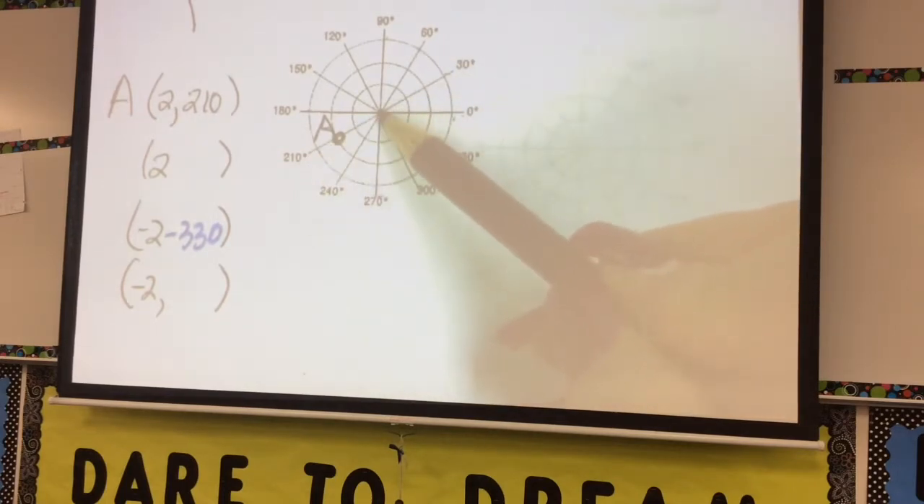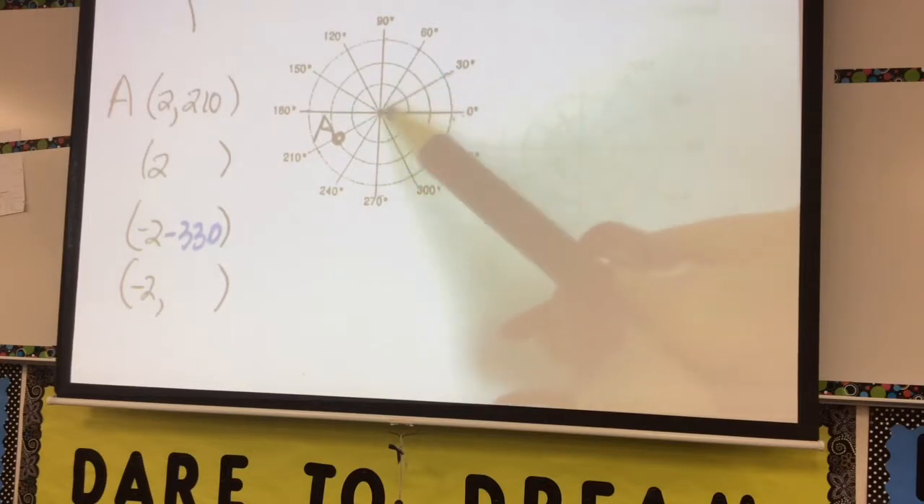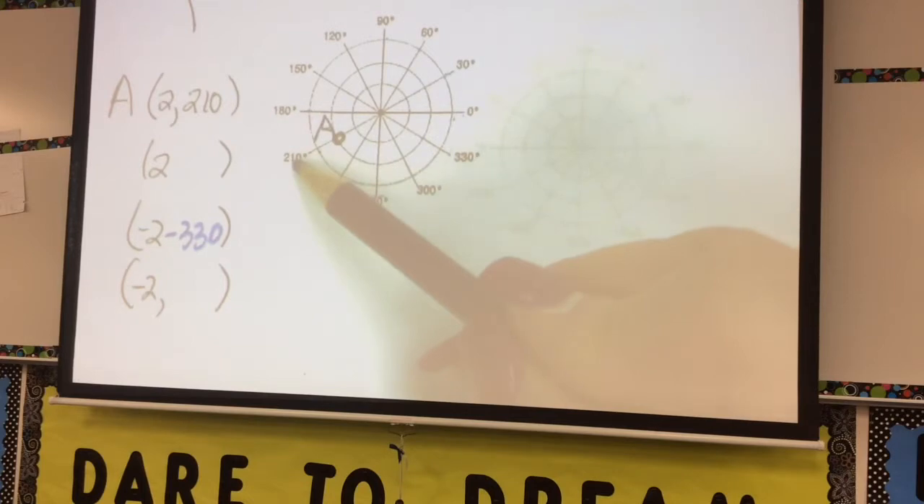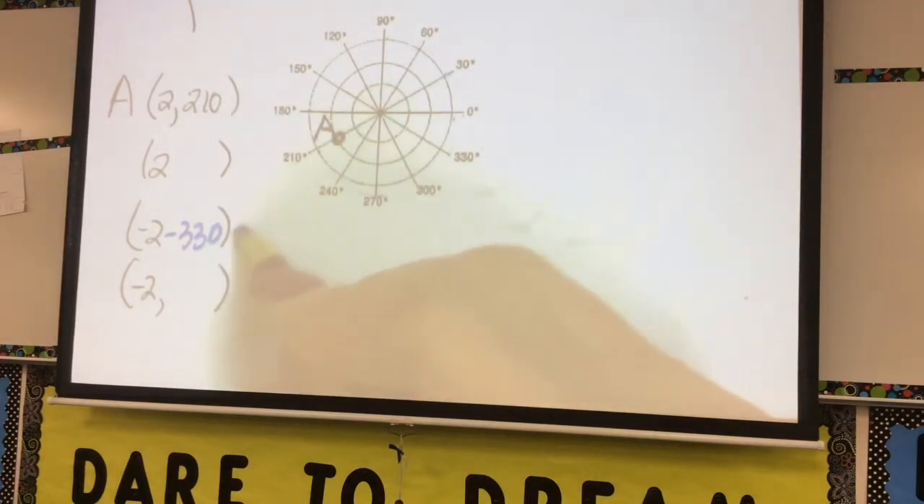Now the question is, I don't want to head towards the angle she gave me. We want to back away from it. That's going to be perfect. Puts me right back in quadrant 4. So that's okay.